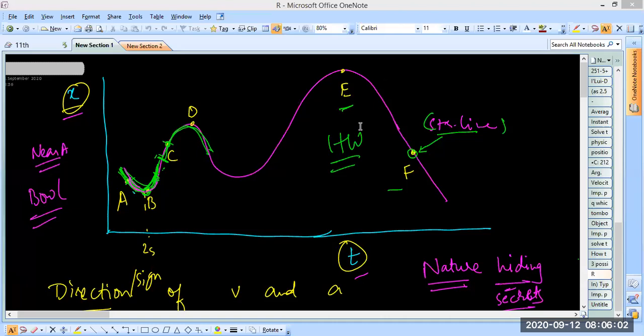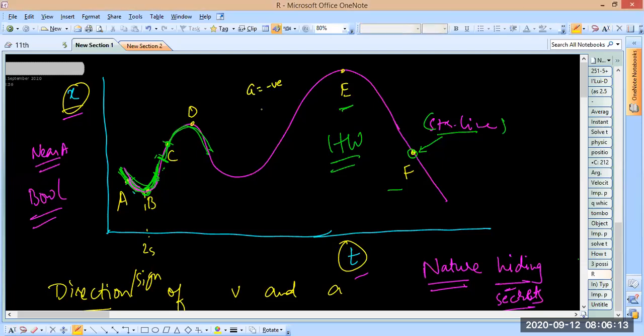All right then. Fine, that's correct. At the point E, the acceleration is negative and the velocity is zero, right? Okay, now at F, come on, at F, hurry up. I want the answer for F.